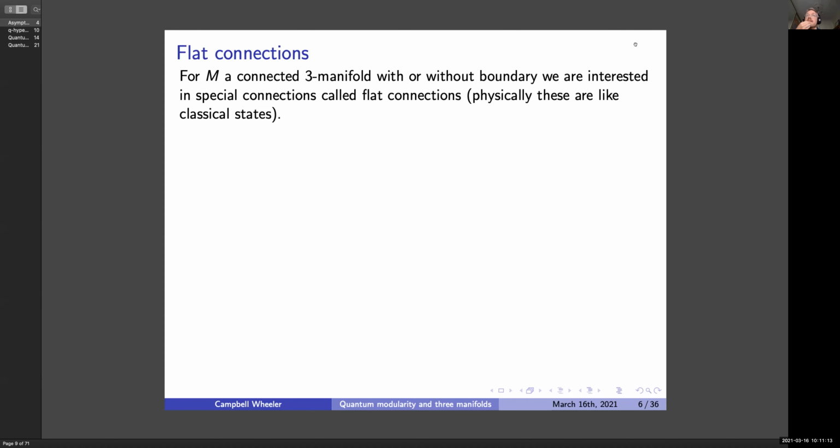But before I do that, I want to briefly mention flat connections, in case people are not so familiar with these geometric things. So here, if we have M, some connected 3-manifold, with or without boundary, then we're interested in these special connections, which are flat connections. These are basically curvature 0 connections. And physically, if we were doing Chern-Simons theory, these would be like the classical states of the physical theory. So they're extrema of some functional.